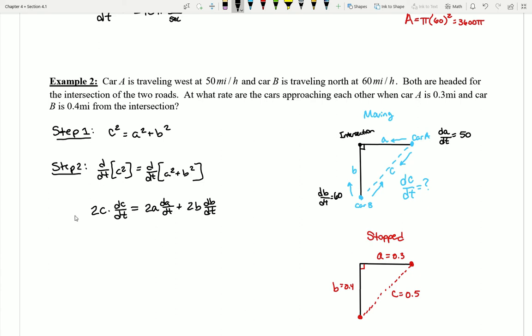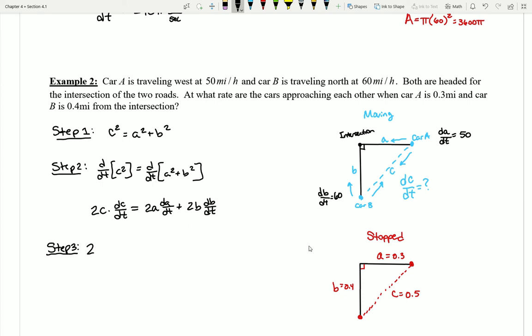Well, now I can move on to step number 3, which is I can state that if I'm going to pause this picture, stop the movie at a particular moment in time and take some measurements, I can plug in those measurements now into my formula. So let's see. I'm interested in finding dC/dt in the question. So as long as I can replace the value of C, A, B, dA/dt, and dB/dt, I'm going to be in business. So let's see what we come up with.